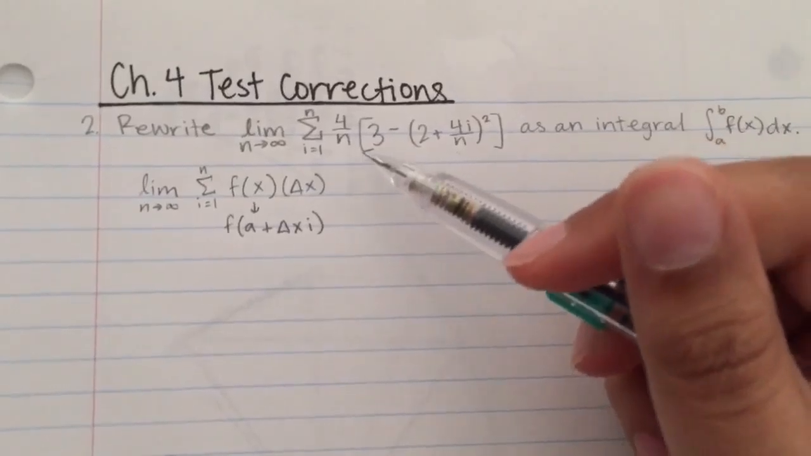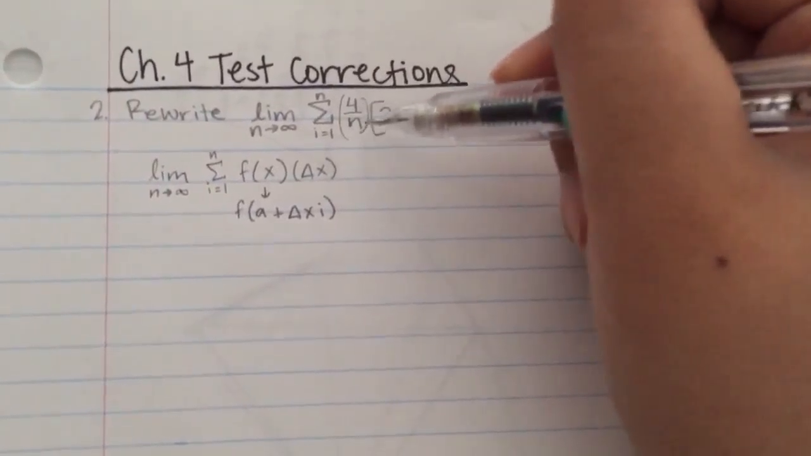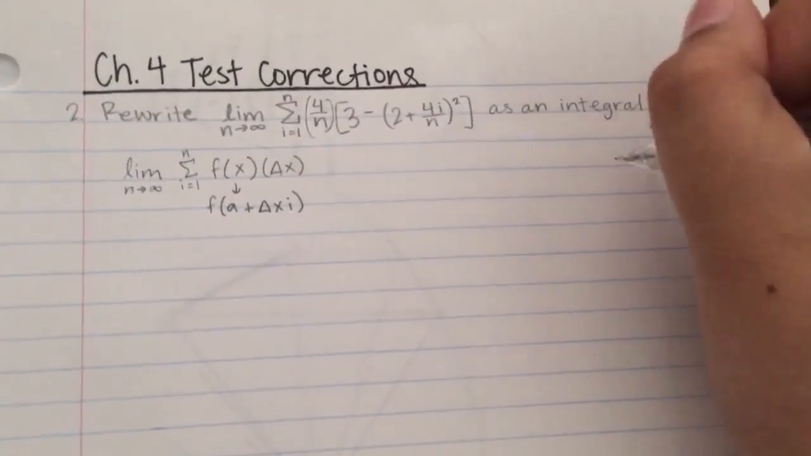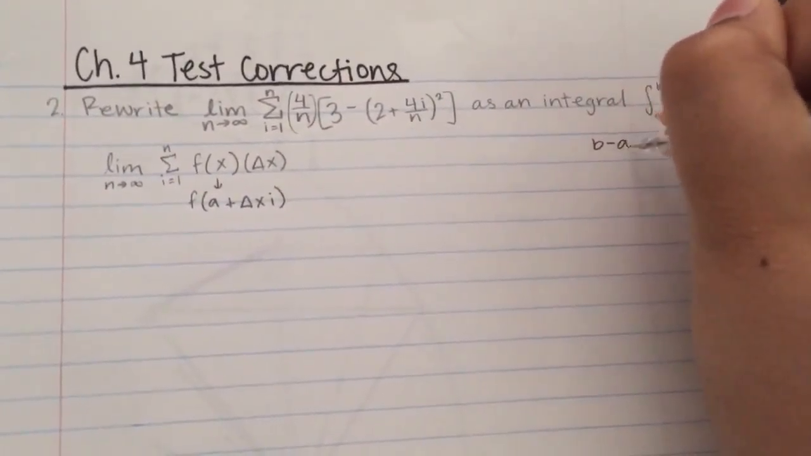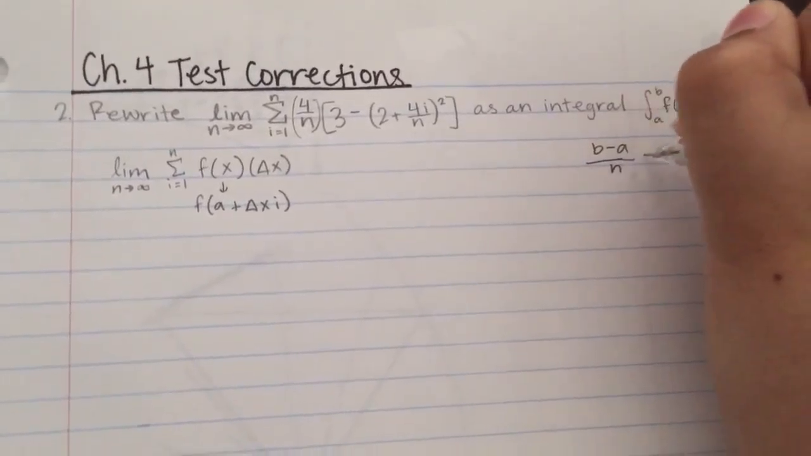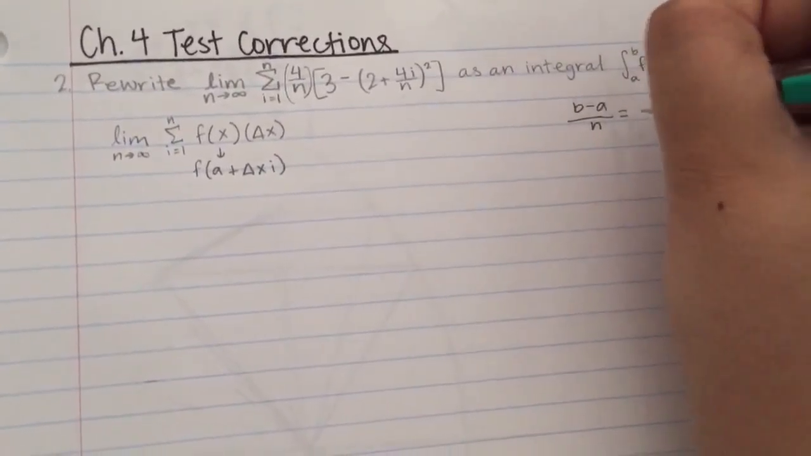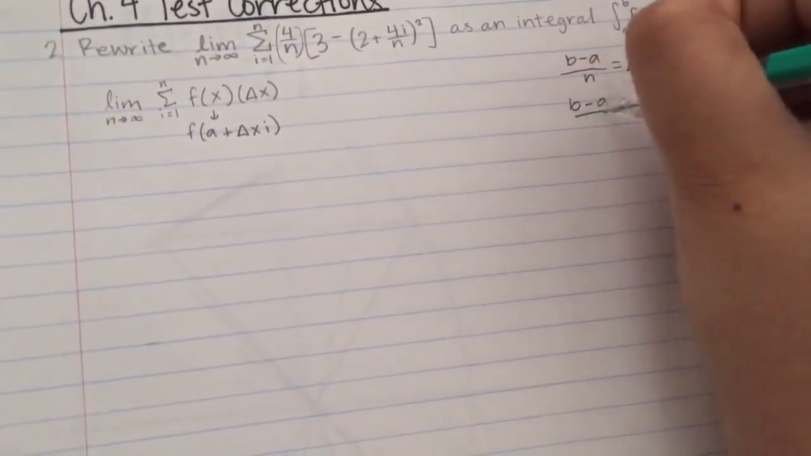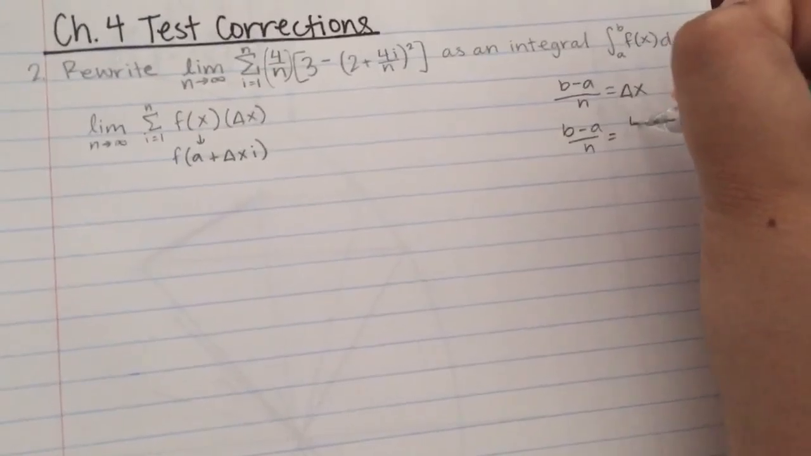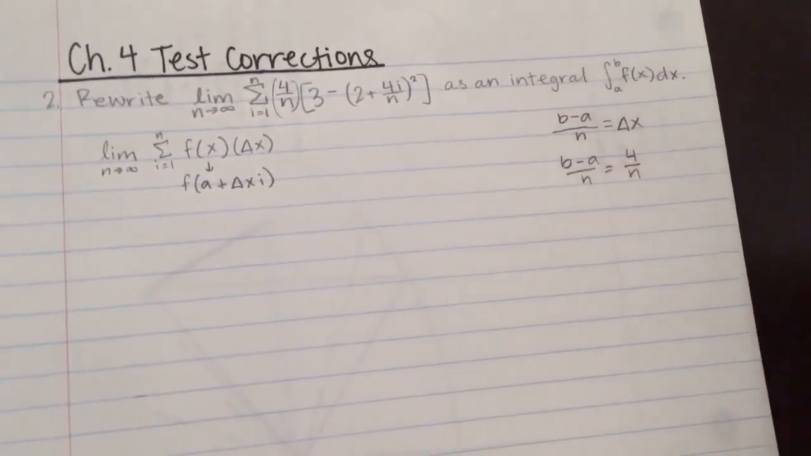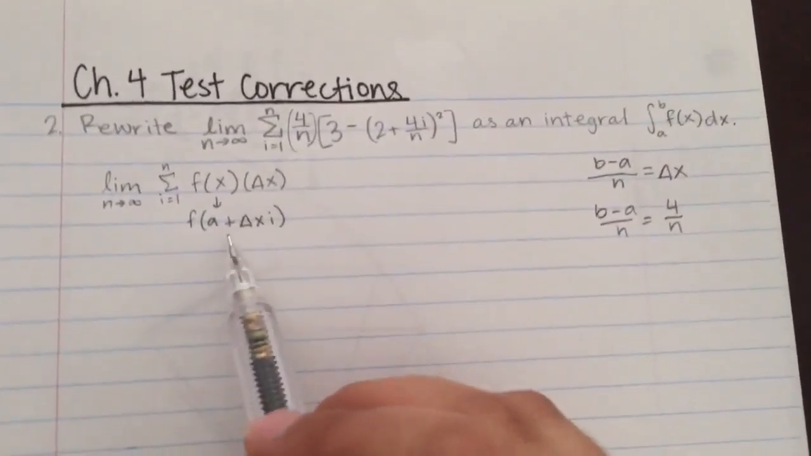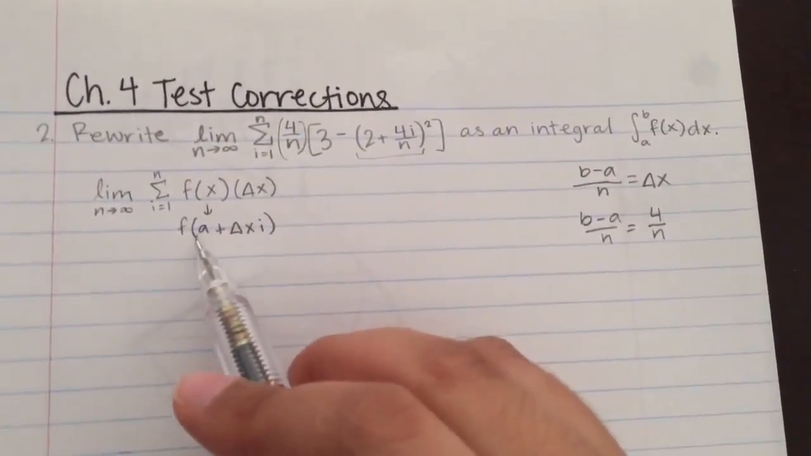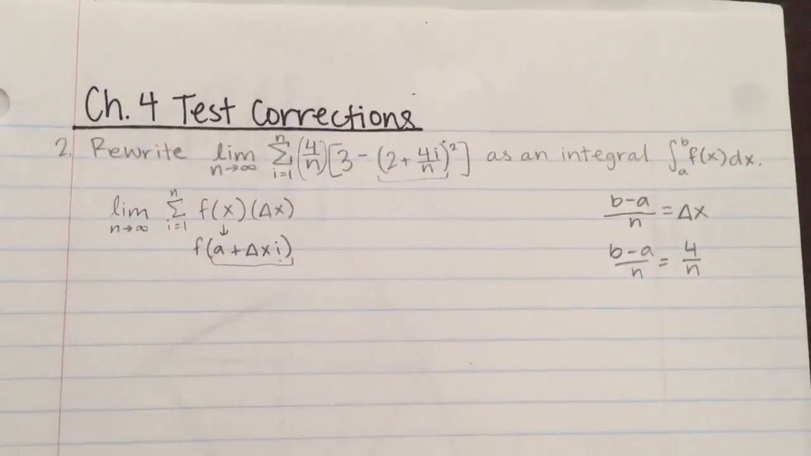and the parts that we see that connect are this 4 over n, which is the same as this change of x, which goes with our other equation that we're going to use, which is b minus a over n equals change of x. So from here we have b minus a over n, and then we can plug in that this is 4 over n. And then back to this part where we have 3, and then this part here is the same as this a plus change of x, i.